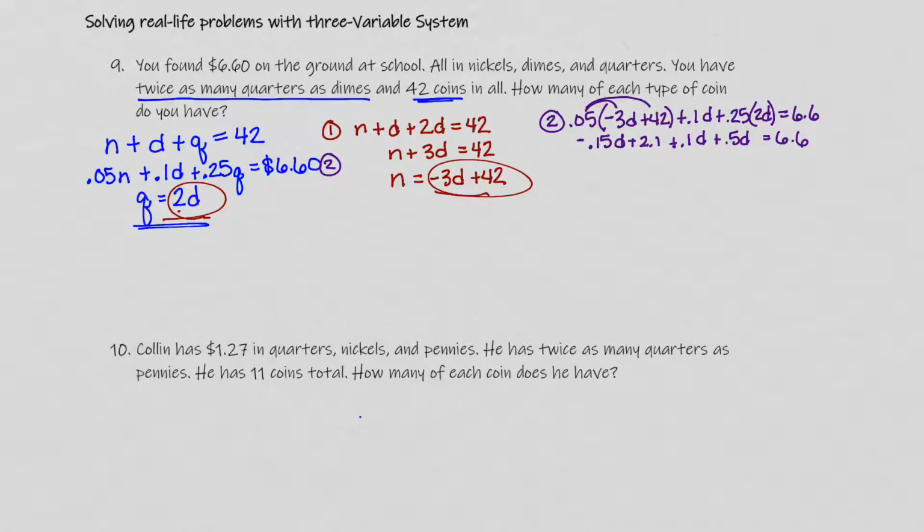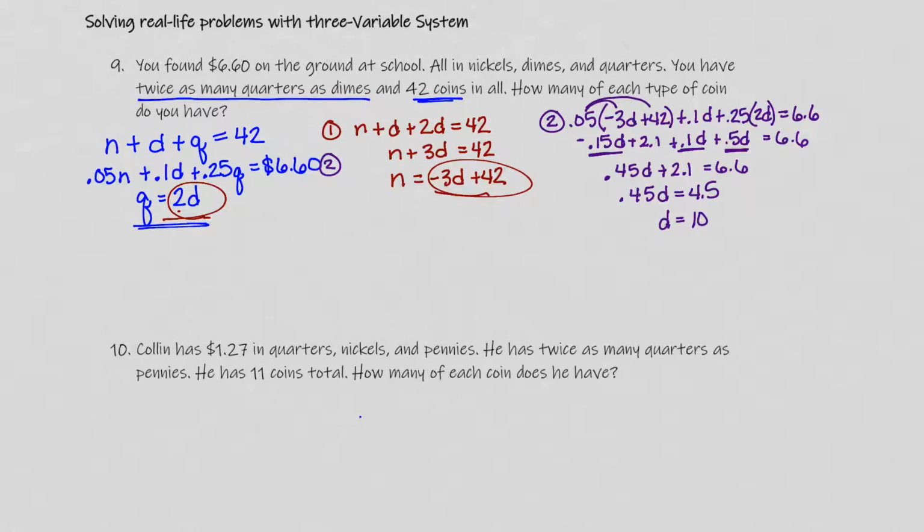And we have lots of like terms here. So let's find all of our d's and add them up. Okay, so I get 0.45d. I still have that plus 2.1 equals 6.6. So let's solve for d. I'm going to subtract 2.1 from both sides. So 0.45d is going to equal 4.5. Divide by 0.45. You get 10.